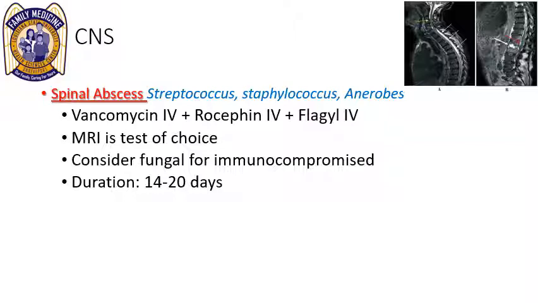Spinal abscesses. So you see here's our MRI. You can see this huge abscess along the thoracic wall, and then over here on the lumbar spine you see an abscess along the sacral lumbar area, and then you have some bone destruction, which might have some vertebral osteomyelitis. So strep and staph, as well as some anaerobes, they say to do the spinal abscess of Vanc, Rocephin, and Flagyl. This is kind of a plus or minus right here, but the MRI is the definitive test of choice, and you're going to consider fungal for immunocompromised. So this is a bad day if you have a spinal abscess.